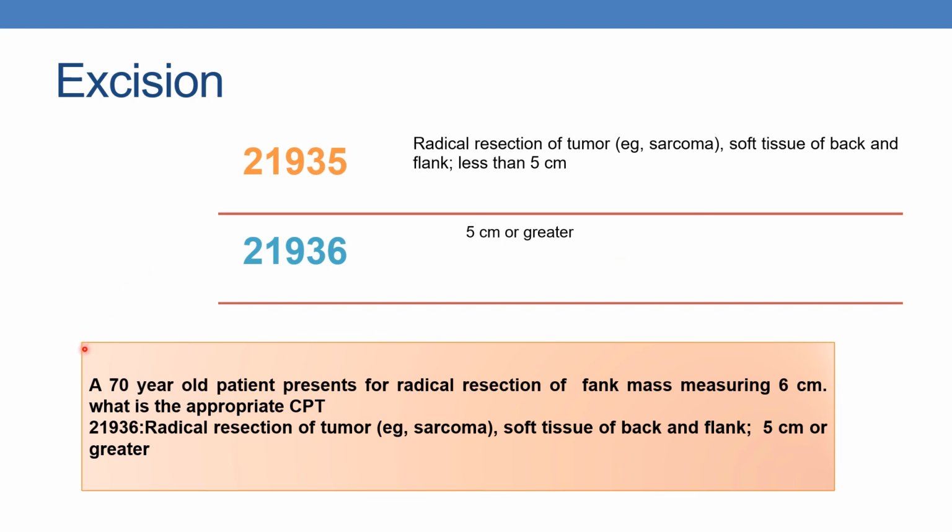Now let us discuss an example. A 70-year-old patient presents for radical resection of a flank mass measuring 6 cm. Radical resection is done and the diameter is 6 cm. So the appropriate CPT is 21936, which is radical resection of tumor, soft tissue of back and/or flank, 5 centimeters or greater.